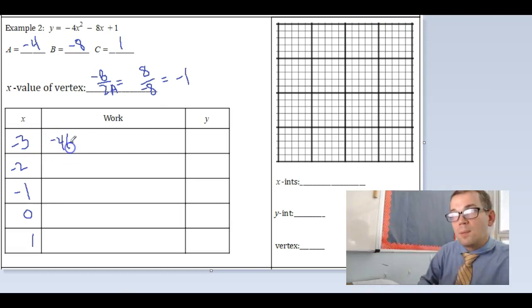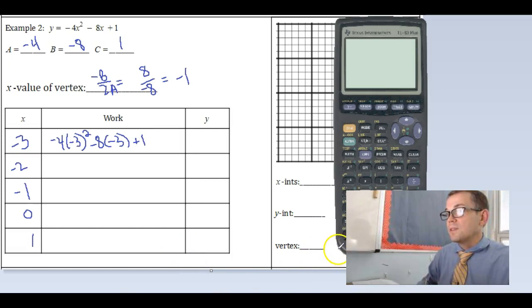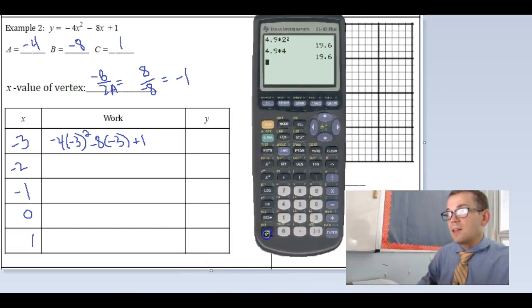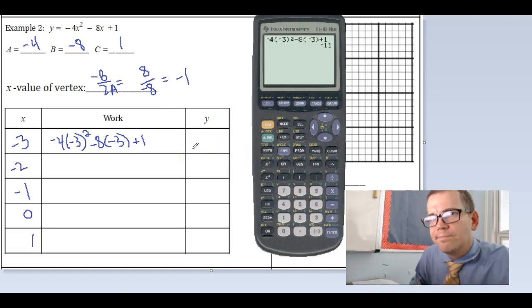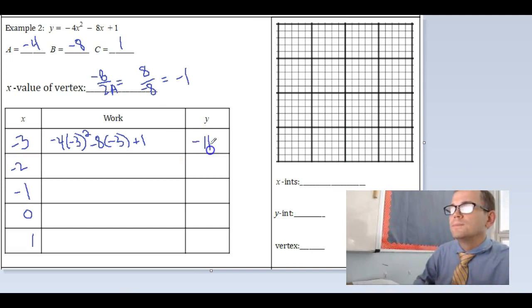Negative 4, I'm going to plug in negative 3 squared on the outside of the parentheses, minus 8 parentheses negative 3 plus 1. Bust out this bad boy. Or if you want to do it mentally, please knock yourself out. That'd be great. Negative 4 parentheses negative 3, close the parentheses, square it, minus 8 negative 3 plus 1, that's going to be negative 11. Oh, that's going to fall off the grid, just so you know. Whoopsie doodle. Just barely.